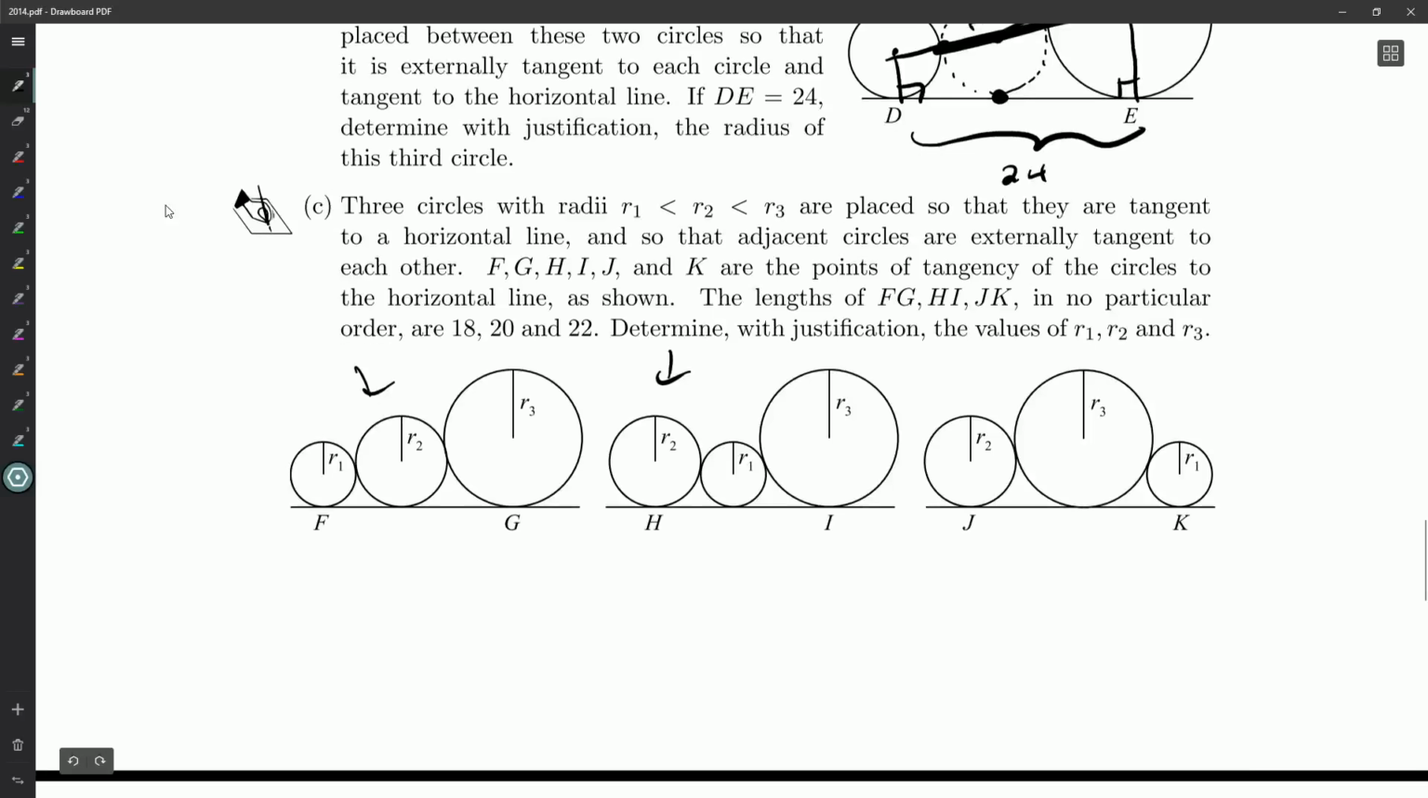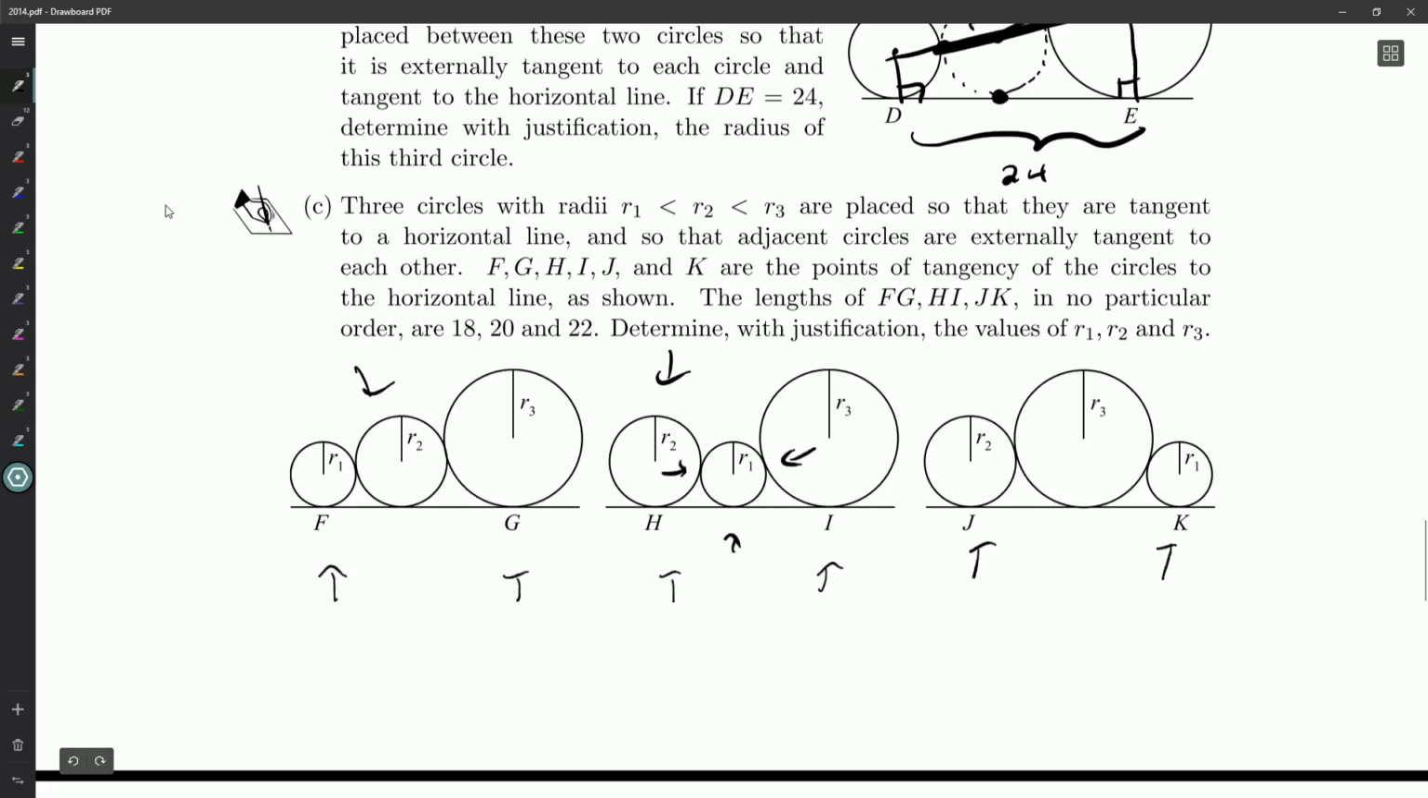All right, now we've got part C. 3 circles with radii r1 less than r2 less than r3 are placed so they're tangent to a horizontal line and they're externally tangent to each other. F, G, H, I, J, K are the points of tangency of the circle. So depending on which circle, because if you move the smaller circle in between, the bigger ones can actually get closer, the points of tangency on the horizontal line might be different lengths.